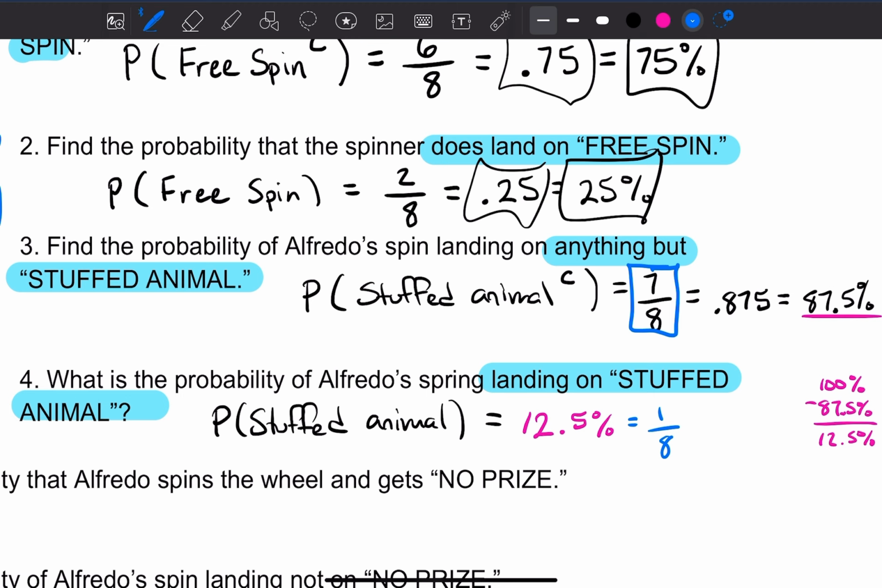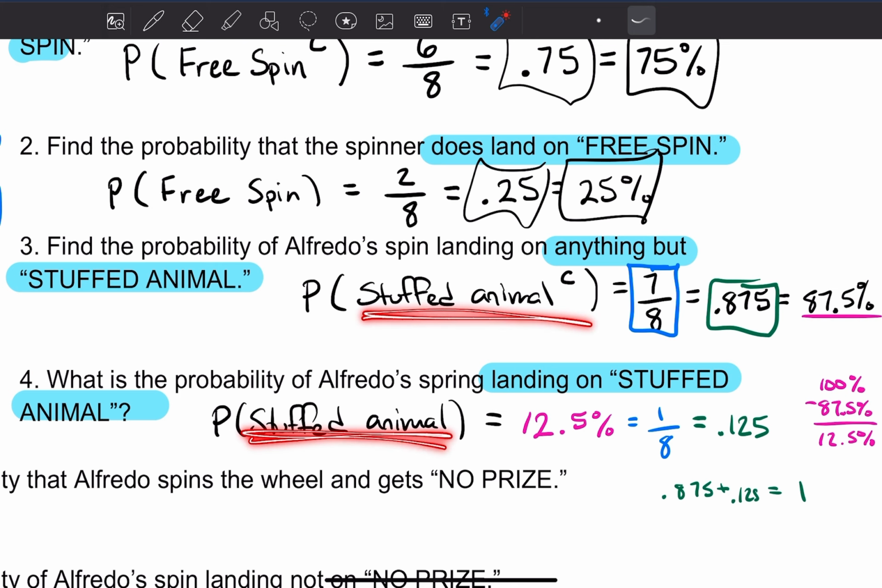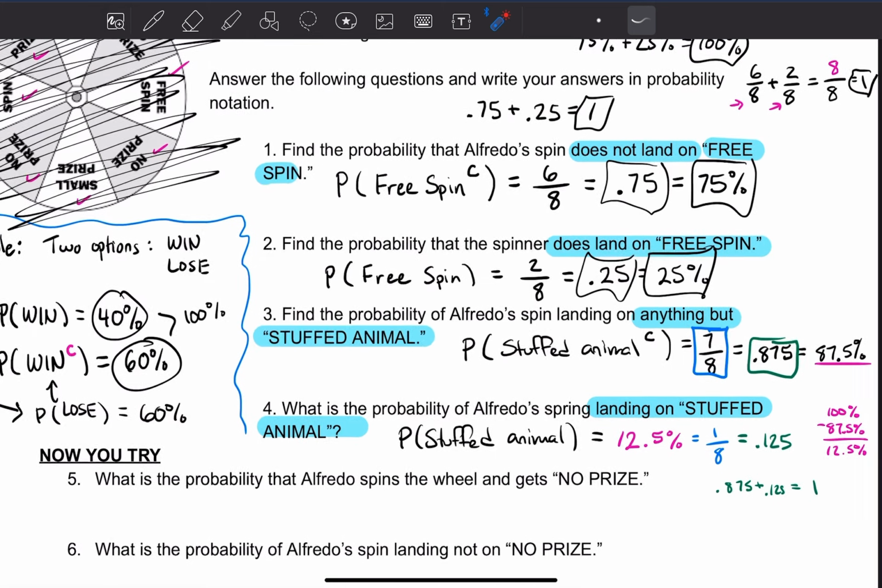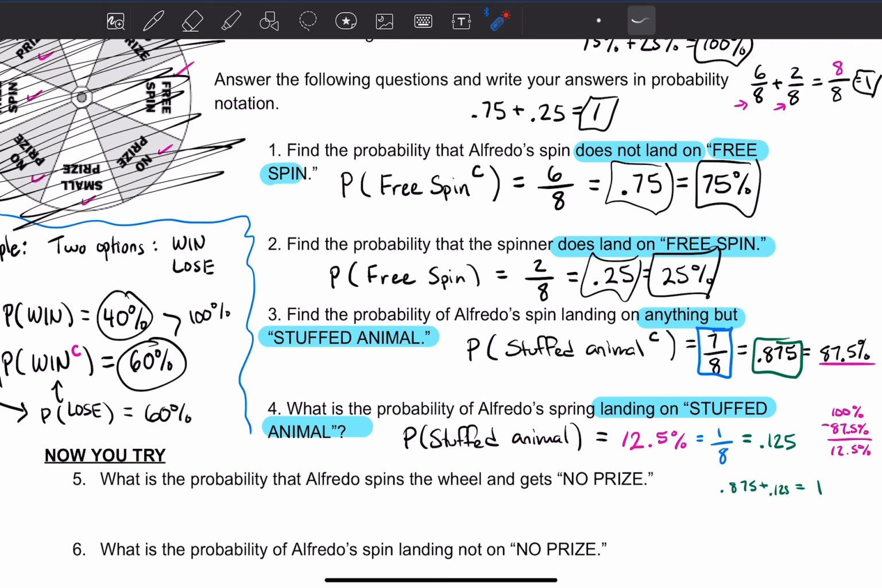And same thing with the decimal. If I have the decimal, I know that they should add up to 1. So 0.875 plus something needs to give me 1. Well, that would be 0.125. So 0.125 would go there. What I'm just trying to tell you is if you know one, you know the other. If you know the complement, then you can find the other one. Hopefully that makes sense.